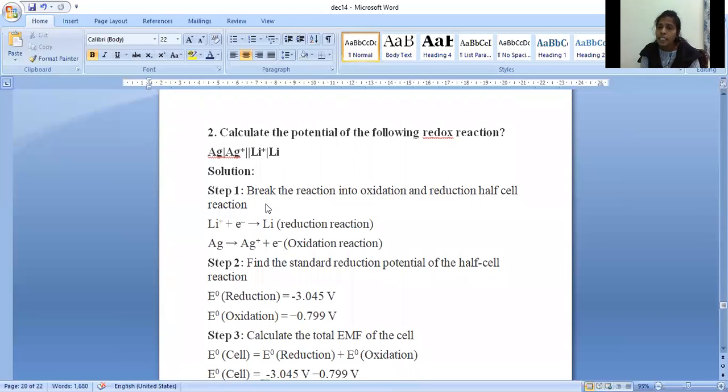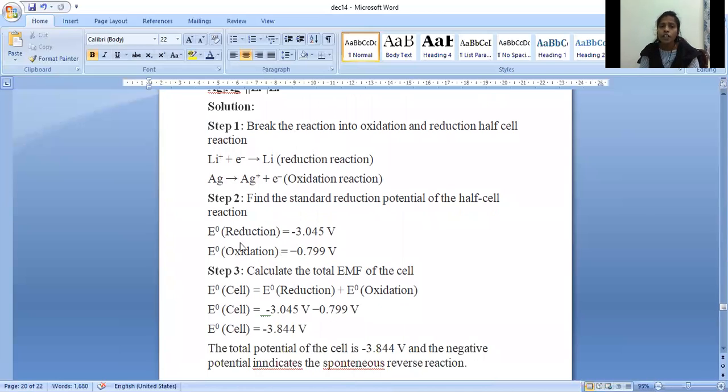So what is the second step? We need to find E naught of each electrode. So E naught of reduction, E naught of oxidation. What is the reduction electrode? Lithium. Oxidation electrode is silver. Lithium E naught value is minus 3.045 volts and E naught of silver is minus 0.799 volts.